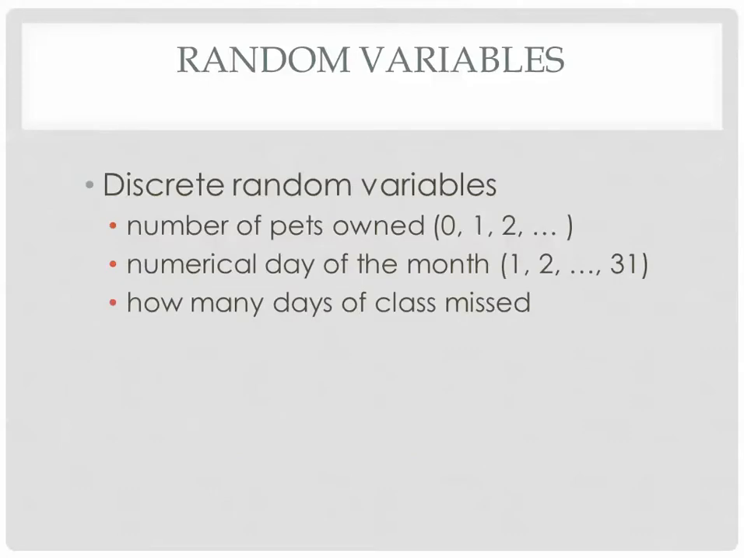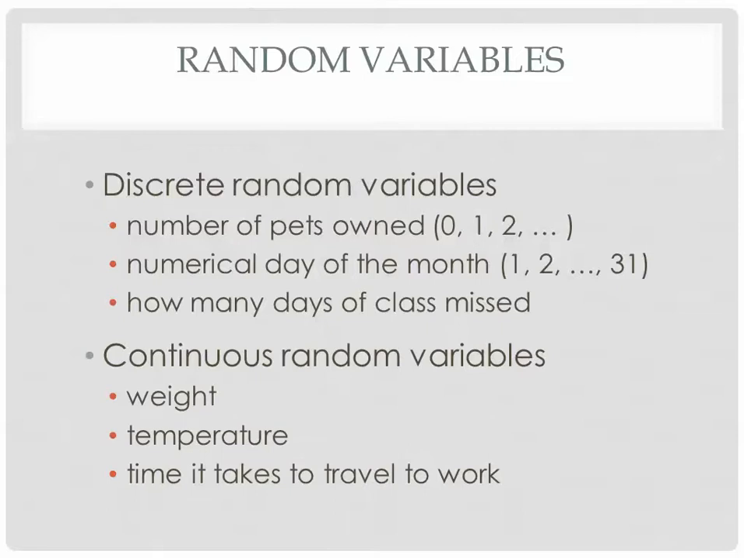So examples of discrete random variables: the number of pets you own, what day of the month it is, how many days of class you've missed. Examples of continuous random variables might be weight or temperature or the time it takes you to travel to work. Remember, the difference is discrete has a finite and countable number of outcomes. Might be a heck of a lot, and you might not have the ability to really write them all down on a piece of paper, but they'd still be finite, they'd end, and countable.